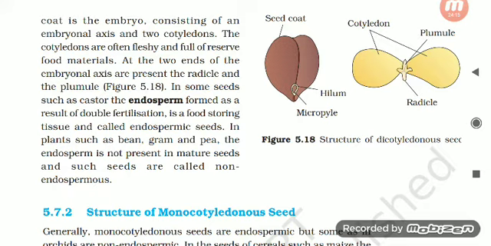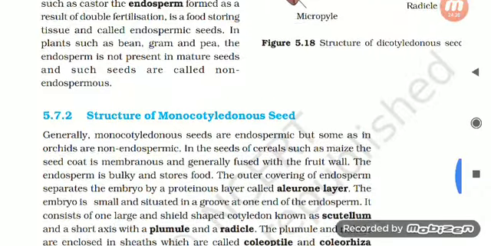In some seeds, such as castor, the endosperm formed as a result of double fertilization is a food-storing tissue, and such seeds are called endospermic seeds. In plants such as bean, gram, and pea, the endosperm is not present in mature seeds, and such seeds are called non-endospermous.